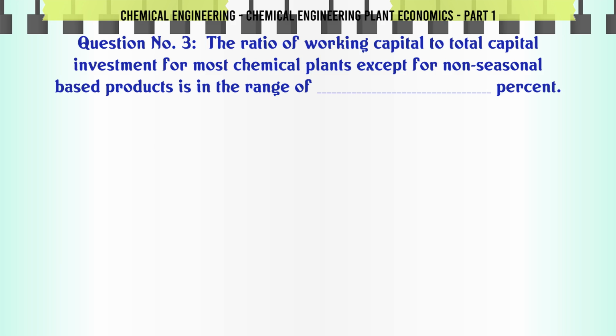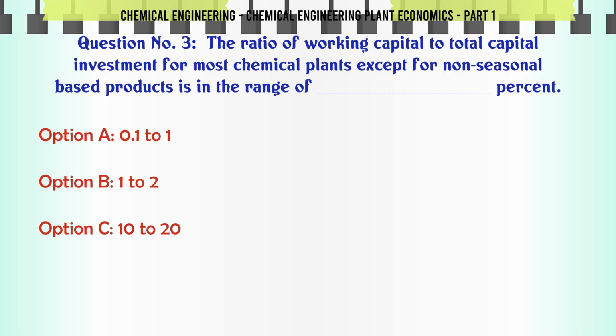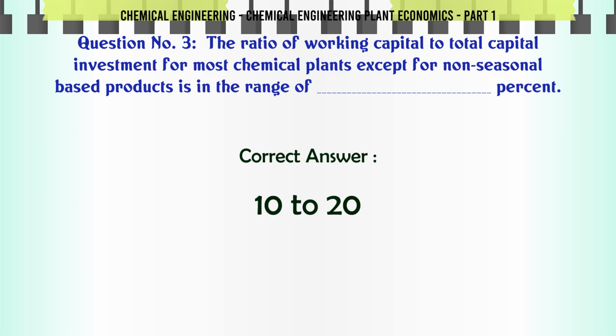The ratio of working capital to total capital investment for most chemical plants except for non-seasonal based products is in the range of ____ %. A. 0.1 to 1, B. 1 to 2, C. 10 to 20, D. 50 to 60. The correct answer is 10 to 20.